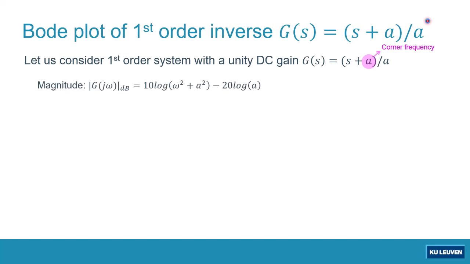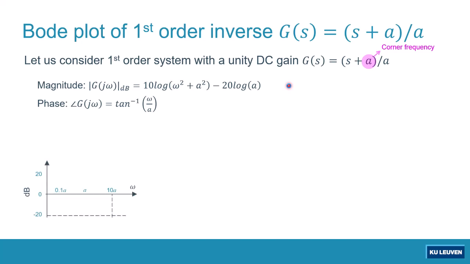We can do the same steps like what we did before. Find the magnitude, take the magnitude in dB scale. The magnitude in dB scale will look like this. Analyze the approximation for low frequency region and also at high frequency region. Do the same thing for the phase. Find the phase equation. Analyze the phase at low frequency region and high frequency region. After you have done it, you can immediately derive that the straight line sketching for the magnitude of the inverse of the first order system will look like this.